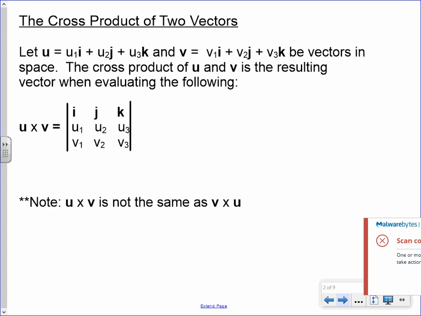So is the i, j, and k, like, is it added or what? So that's just your first row, so that when you take the determinant, every term will have an i, j, or k in it, and then you get a vector out of the operation.